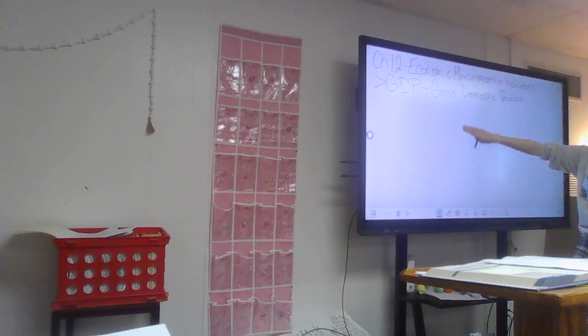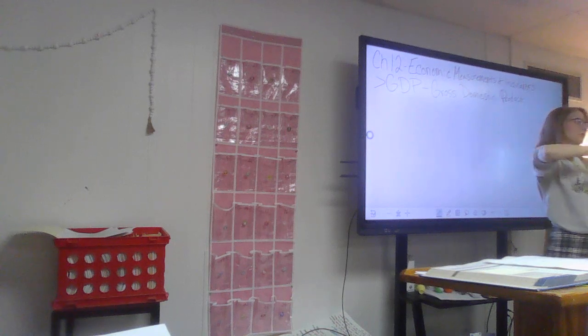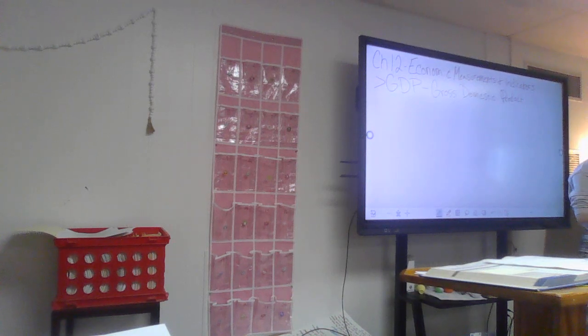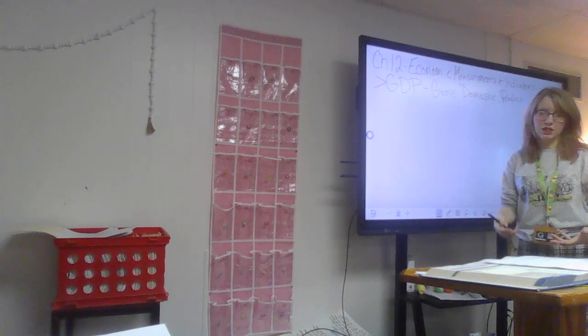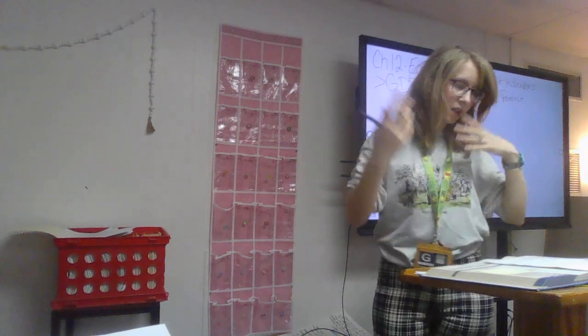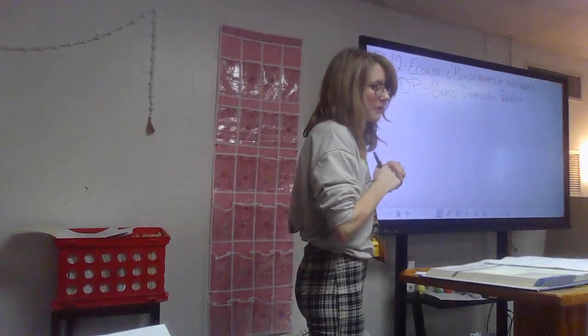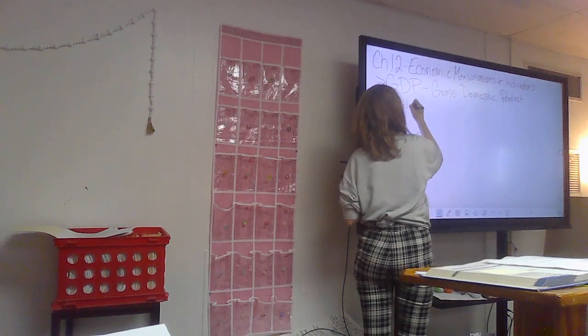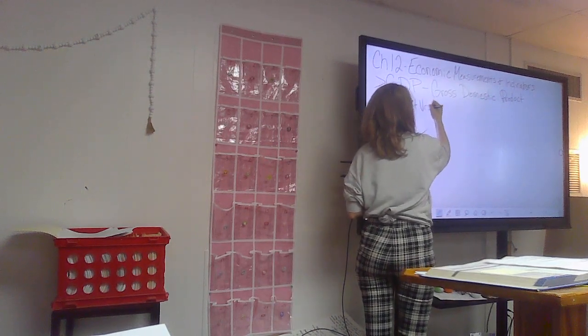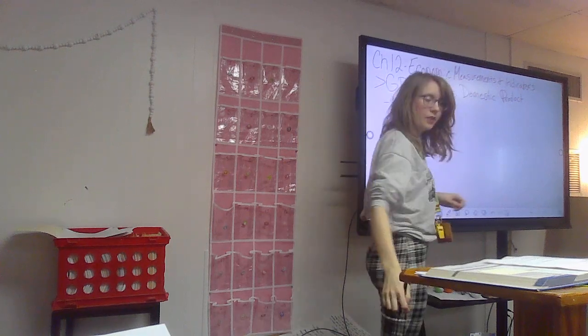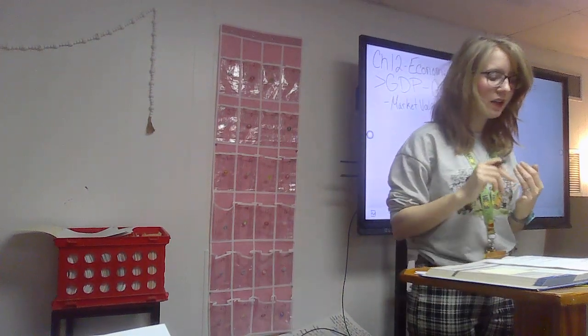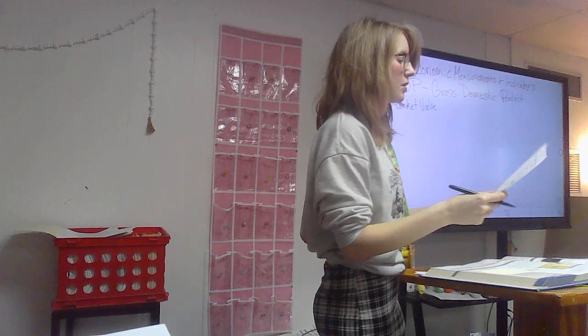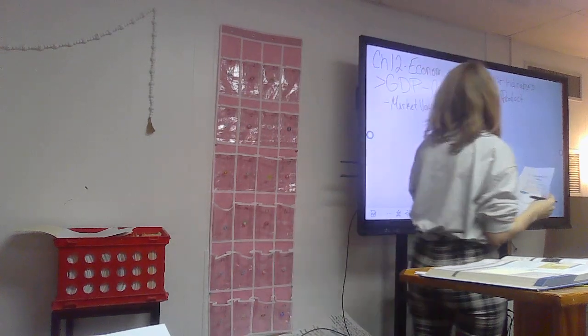If we break it down, gross is going to mean everything, nothing's taken out, right? Domestic is inside of a country, and product is what you've produced to sell. So putting it all together, GDP is the market value of all the final goods and services produced in a country within a specific time period.